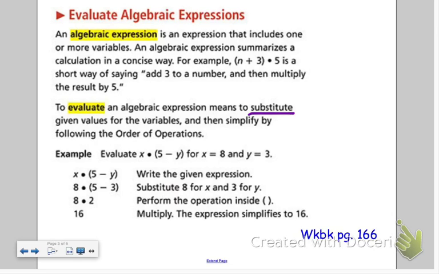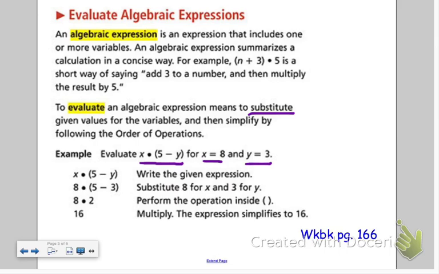So take a look at this example here. Evaluate x times the difference of 5 and a number, and it says x is 8 and y equals 3. We will always give you the variables. If we're asking you to evaluate an algebraic expression, we're going to say, okay, this is what the variables are equal to. You won't have to figure out what they're equal to. That'll be given to you for right now. Maybe later on we'll start having you solve for the variable.